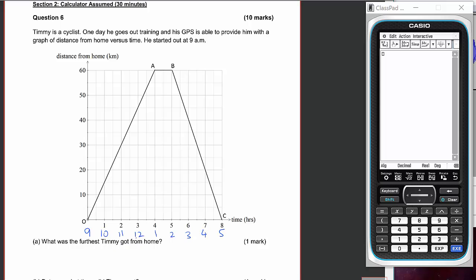What was the furthest Timmy got from home? Well, we can see that that's 60 kilometers.